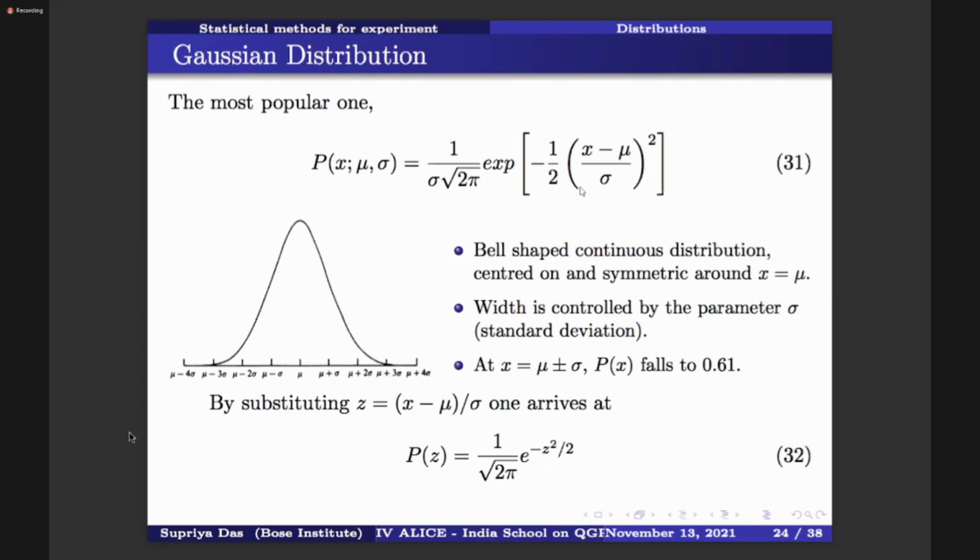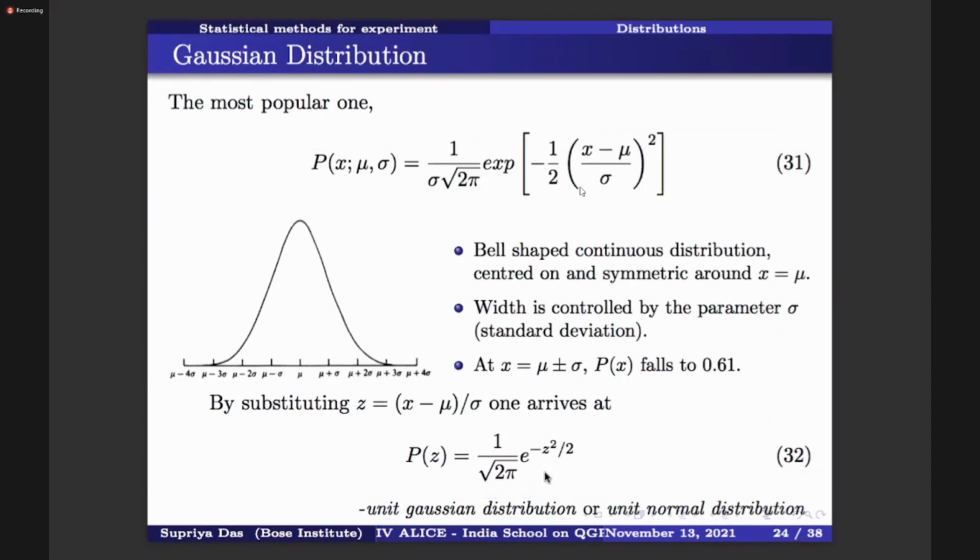So if you substitute this with a standardized variable like z equal to x minus mu divided by sigma, then you get this. You can substitute this with this, and you get a simplified equation, which is this. It depends on z only. So that means your mu here is inside the z.